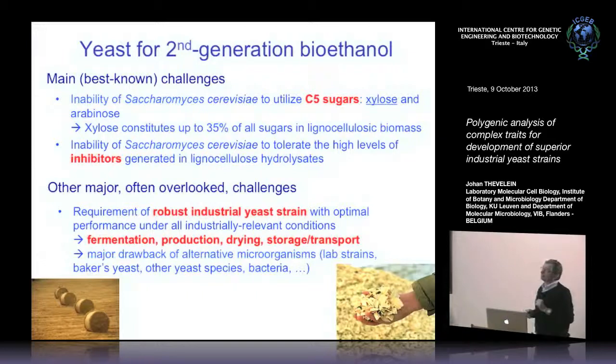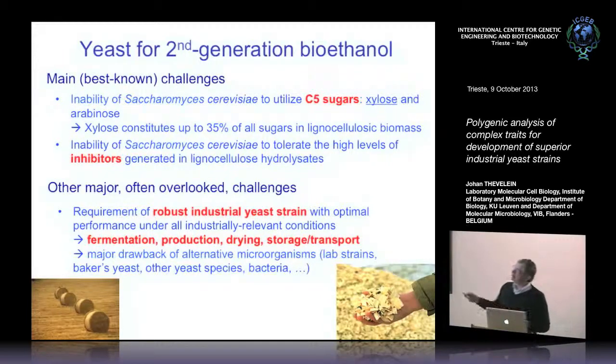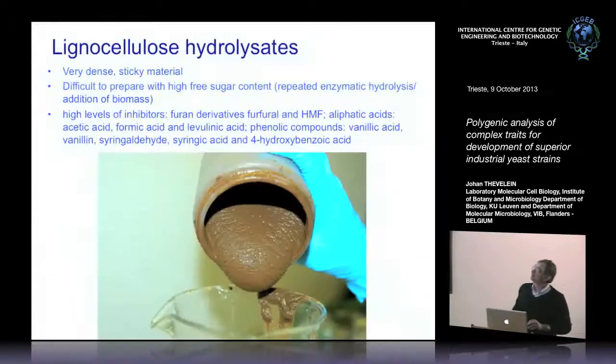Another issue is that we also require a robust industrial yeast strain, because the strain has to be produced, has to be grown on molasses, has to be dried, has to be stored. So we need a good industrial yeast strain as a starting strain for a second-generation bioethanol production strain, and that has not been available up to now. Other microorganisms are not good for that because the industrial yeast strains have a proven history of use in industry.